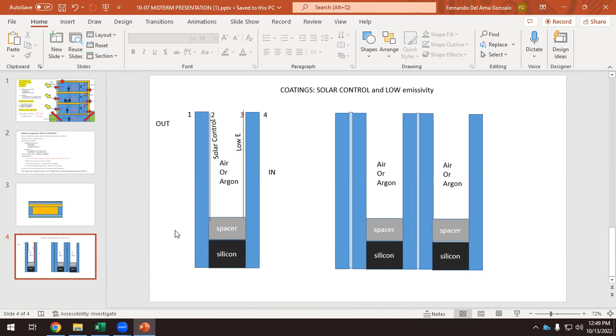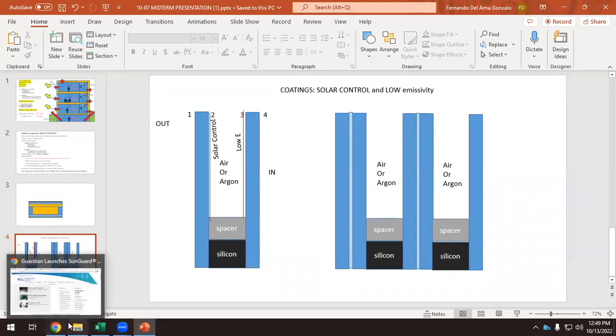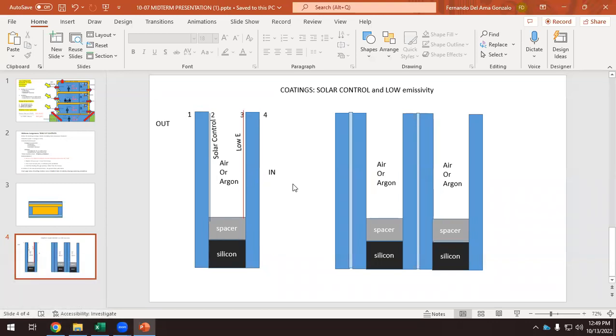But then depending on the use of the building, depending on many things, this might change. Okay, and how can we understand that we have a low emissivity or solar control? Low emissivity coating affects the U value. With low emissivity, the U value is low. With solar control, it affects the solar heat gain coefficient. Solar control coatings means that we have a very low solar heat gain coefficient.